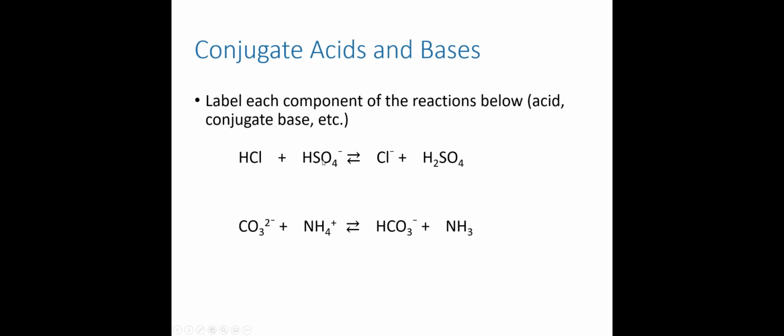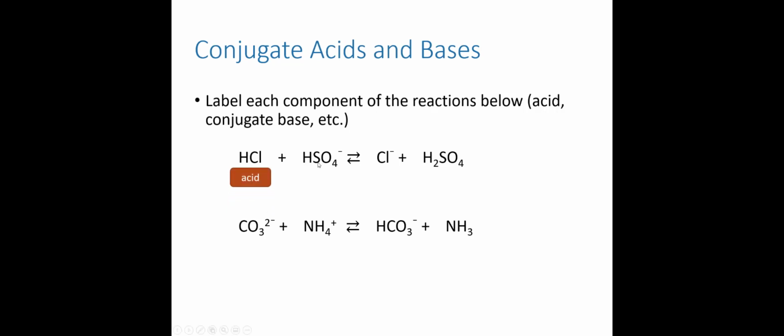On the other hand, if this had been the acid, it would have lost the H plus, and that would have given us SO4 2 minus, sulfate ion. There is no sulfate ion by itself over here. So therefore, hydrochloric acid is the acid.